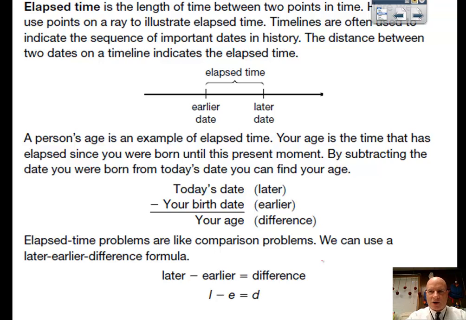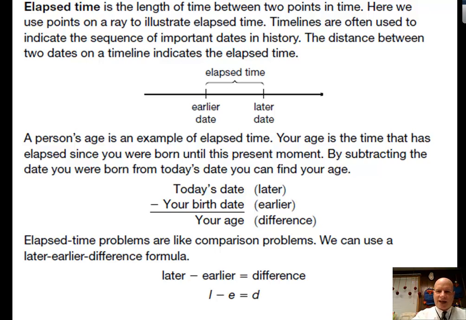Elapsed time is not a whole lot different. It's just that we work with time instead of with numbers. So in this case, we have 2 points that we're going to deal with, and they're on an array. It's an earlier date and a later date, and we do this all the time for people's birthdays, to find out how old people are or how many years have passed. A person's age is an example of elapsed time. Your age is the time that has elapsed since you were born.